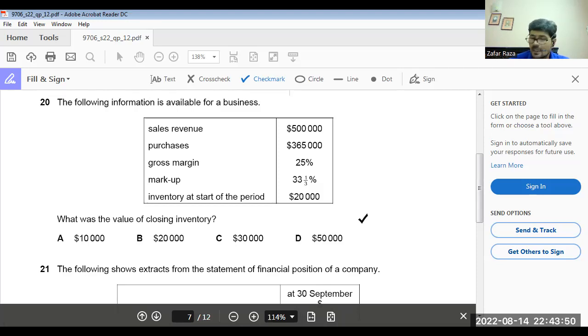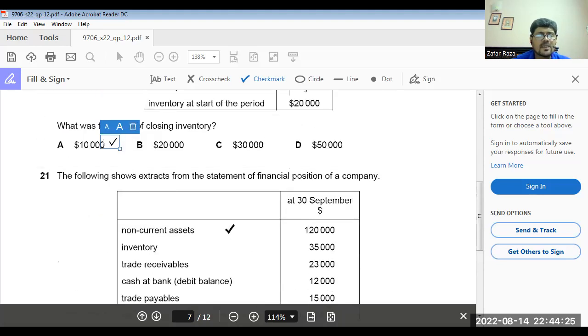Okay. Now, opening inventory is 20,000 plus 365,000 purchases, 385,000. So it means the amount would be 385 minus 375. So it would be 10,000. Yes.